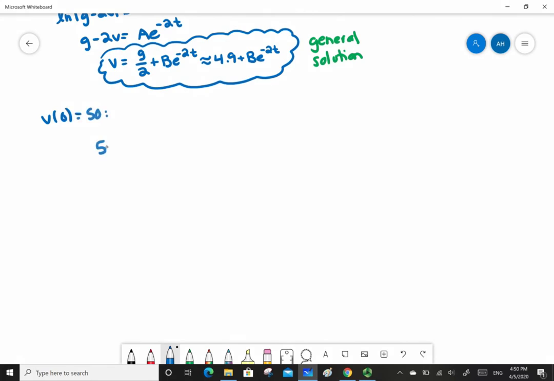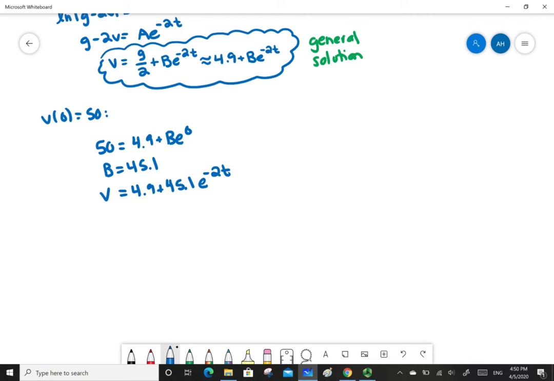50 equals 4.9 plus b e to the 0. So b is 45.1, making our velocity 4.9 plus 45.1 e to the negative 2t. Notice that our velocity function is a decreasing function that is always positive.